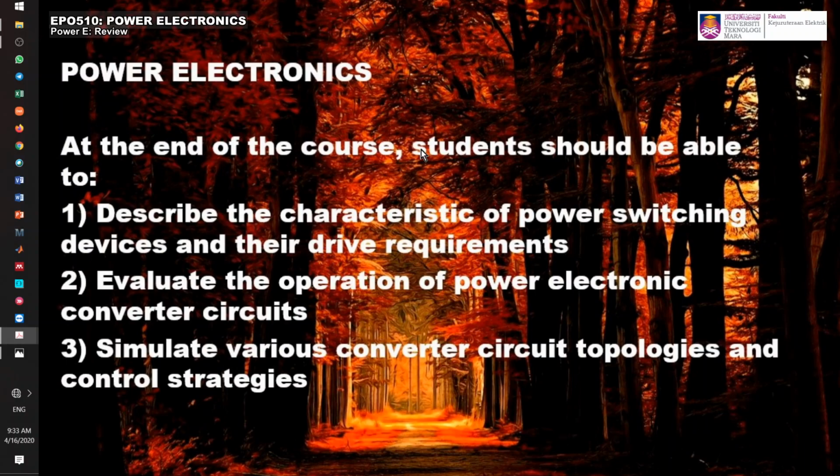Okay, so the course outcome of the power electronics is, at the end of the course, students should be able to describe the characteristic of power switching devices and the drive requirements, which is actually covered by topic number 2, whereby we discuss the characteristic of power switching. These are the types of switching devices. We have uncontrolled and controlled devices. Then we have thyristors, diodes. So topic number 1 and 2 actually covered course outcome number 1, and then the rest is actually number 2, to evaluate the operation of power electronic converter circuits.